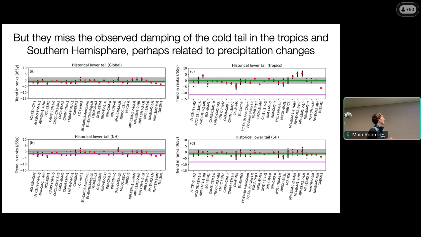Through further analysis I don't have time to show today, I think this is probably related to the structure of precipitation trends conditional on temperature. So how is the distribution of precipitation changing at low versus average temperatures? That's our hypothesis for now. And I think I'm out of time.